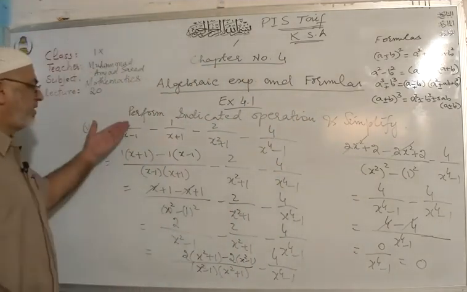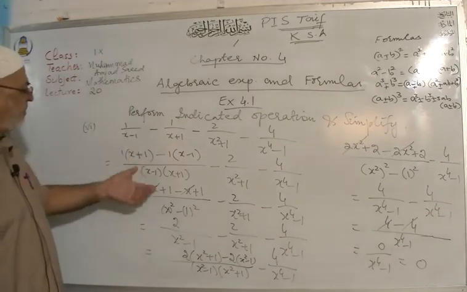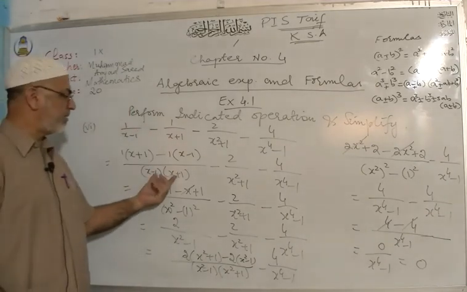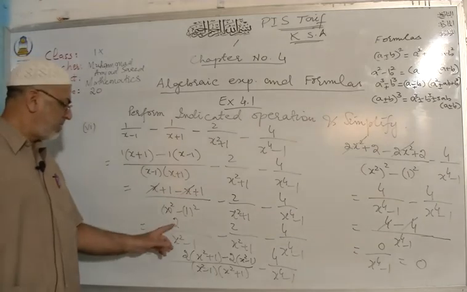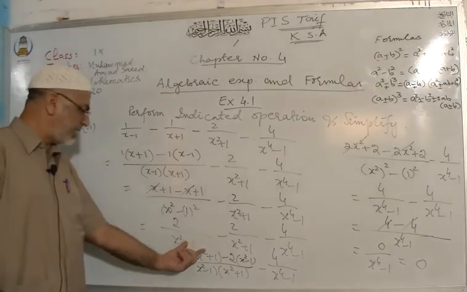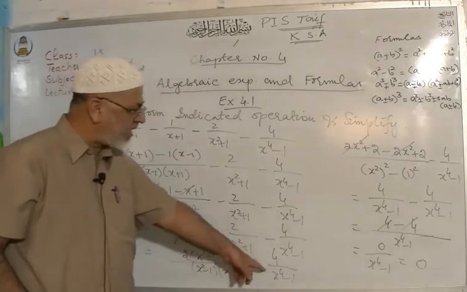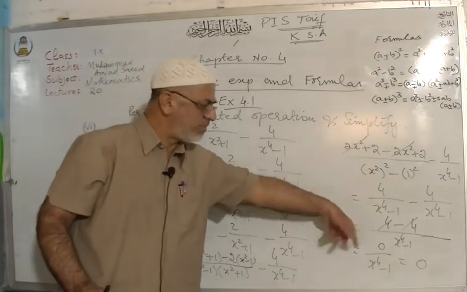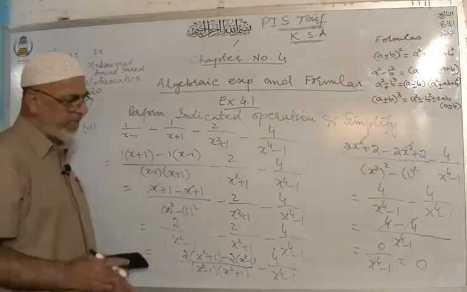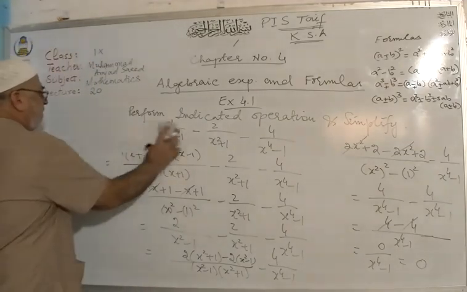I hope that you understood. Step-wise we moved. First two, we have taken LCM, simplified. Then for second and third, we have taken LCM, then simplified, and at the end we combined that last term and then took LCM and simplified. So in this way, we can solve other parts.